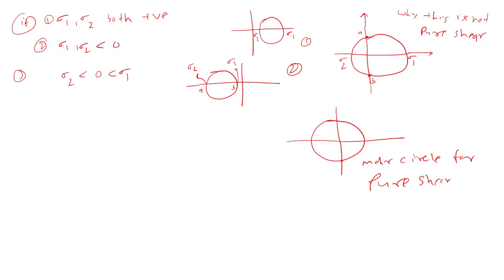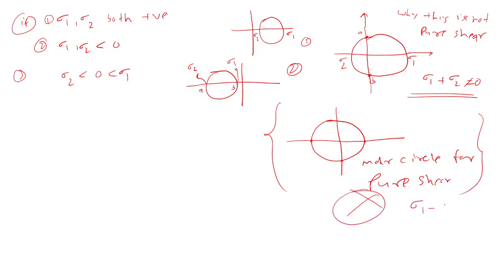Which invariant is 0? You are telling that sigma 1 plus sigma 2 is not 0 here, so it is not pure shear, and here sigma 1 plus sigma 2 is 0. Yes. Let's suppose you don't know this. The condition for pure shear is that sigma 1 plus sigma 2 would be 0. Why is this condition there?